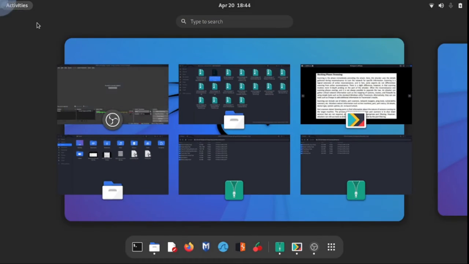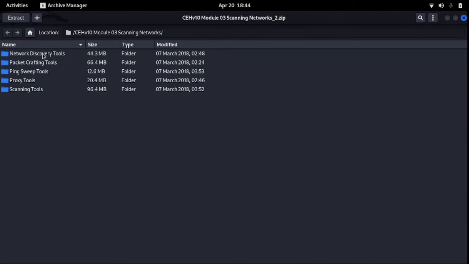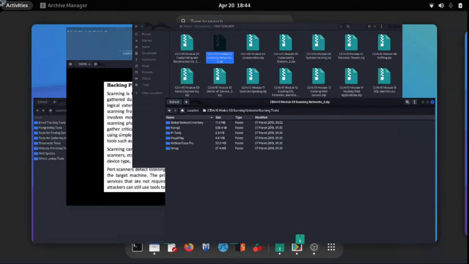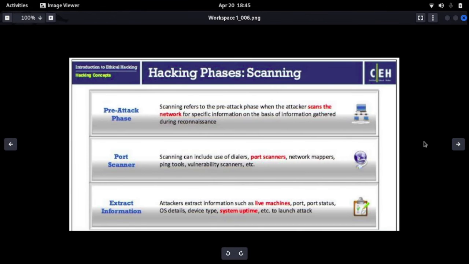So when we start using some of these scanners, you will understand better what scanning is all about. Now we have a lot of them here. Let's look at scanning tools. Under scanning tools, we have Global Network Inventory, HPing, IP Tools, Mega Ping, Network Scan Tool Pro, Nmap, and so on. Okay, so we'll be sharing these tools and also we'll teach you how to use them.